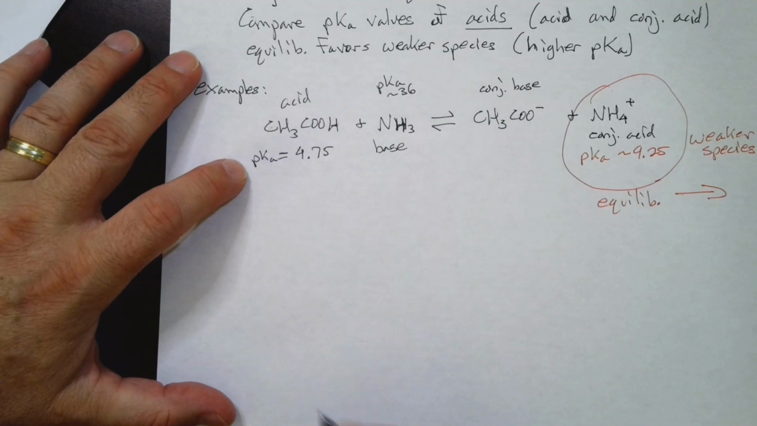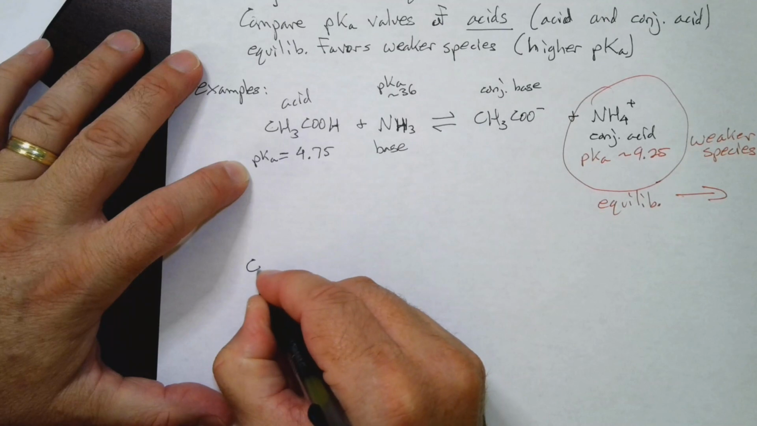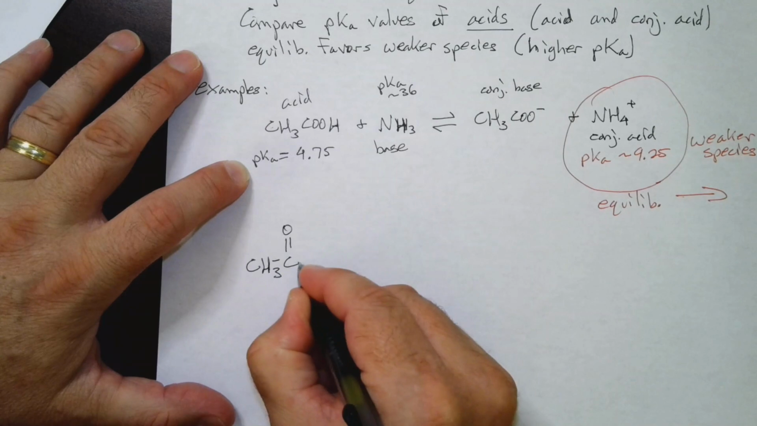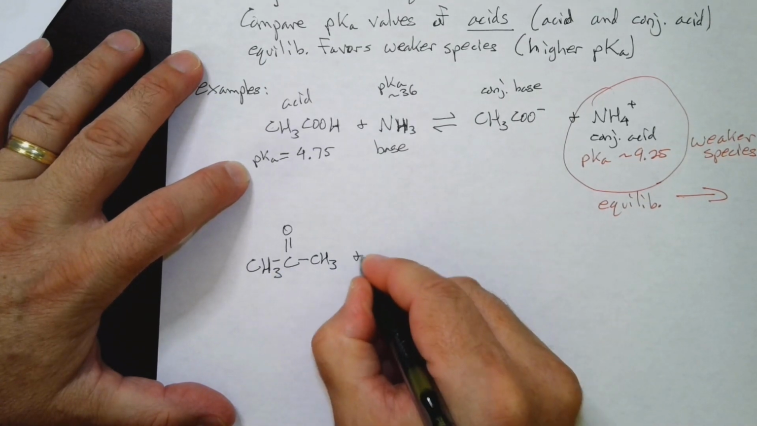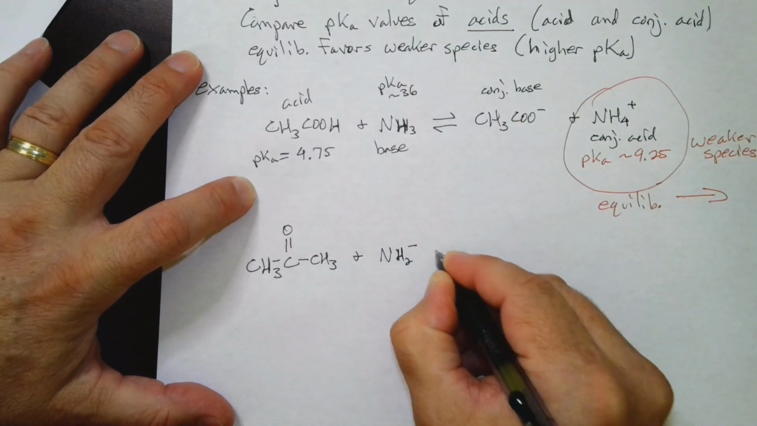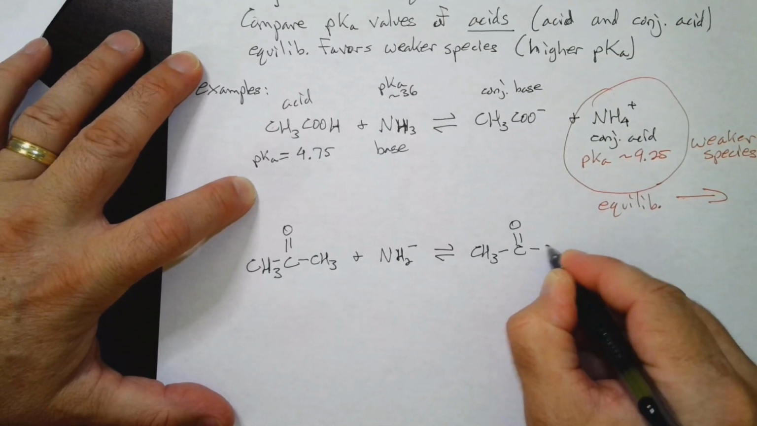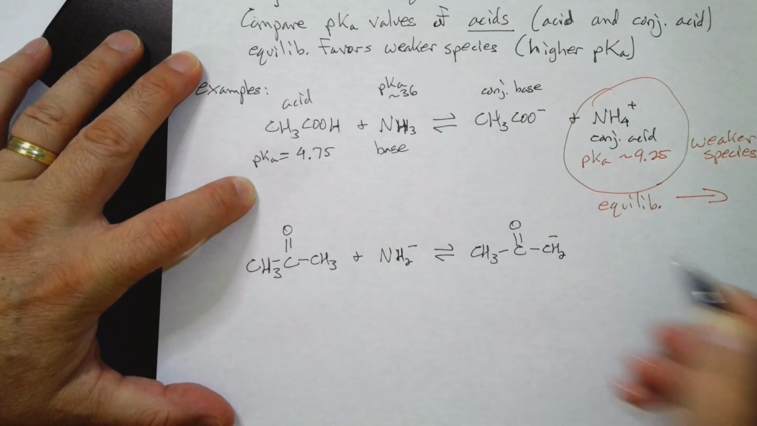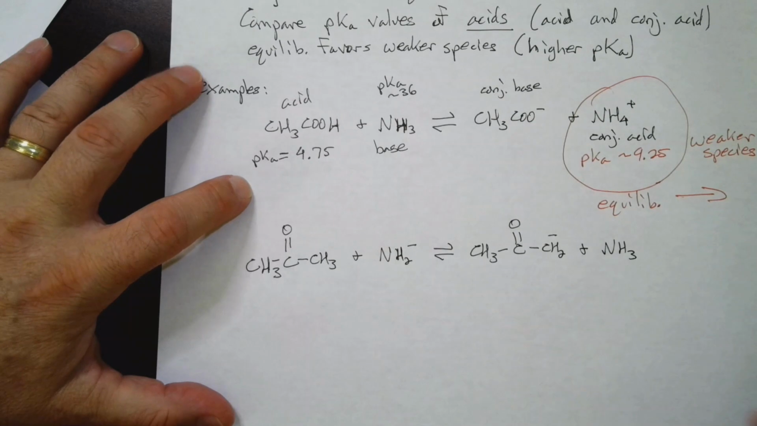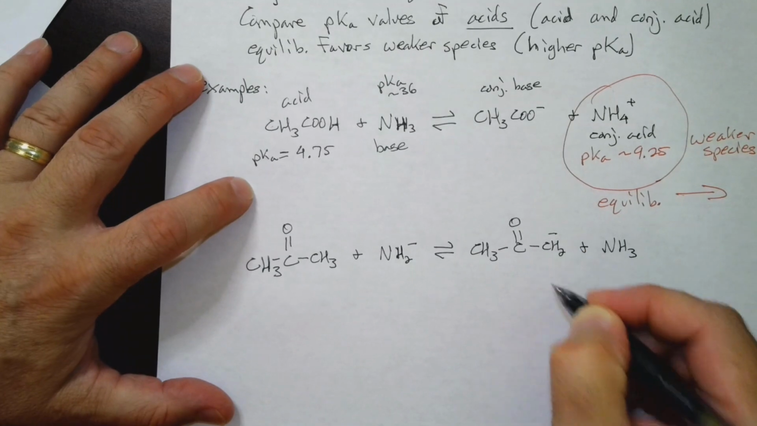Let's try this. Let's try CH3C=O CH3 plus NH2 minus, giving CH3C=O CH2 minus plus NH3. I should probably start circling these charges. Well, I'll do that maybe later.